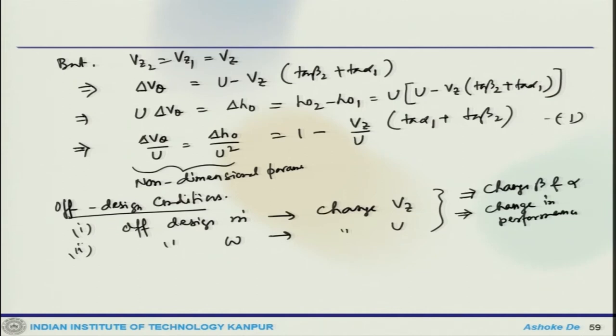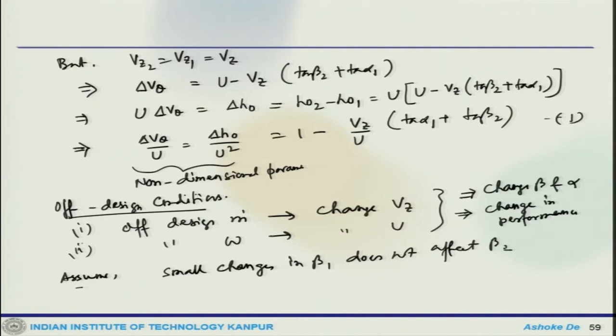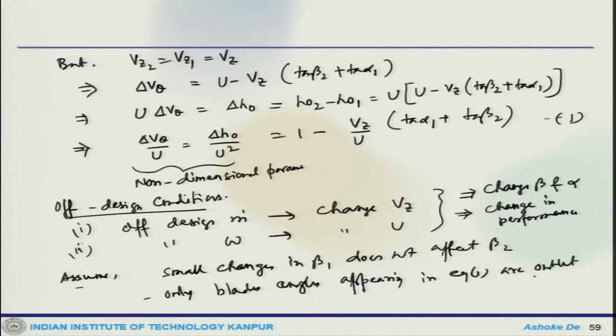Now, there is an effect of the change of m dot at off design conditions. Okay. So, one can do that. Let us assume small changes in beta 1 do not affect beta 2. Which means the blade provides strong enough flow guidance such that the outlet angle is independent of the inlet angle, and only blade angles appearing in equation 1 are outlet angles.